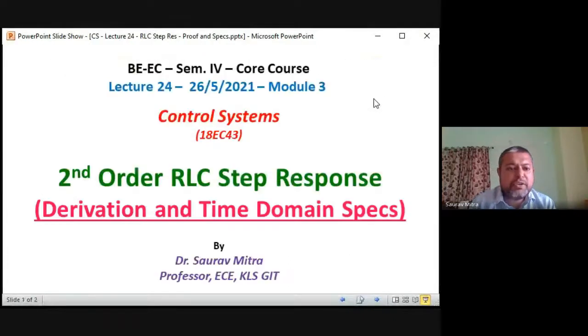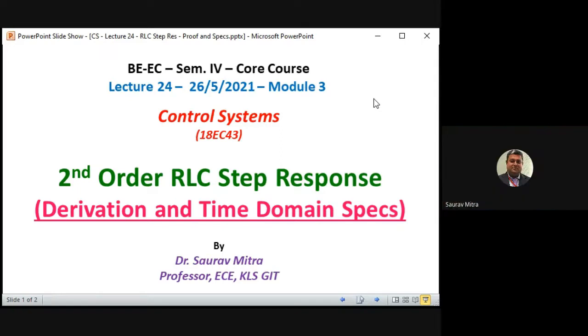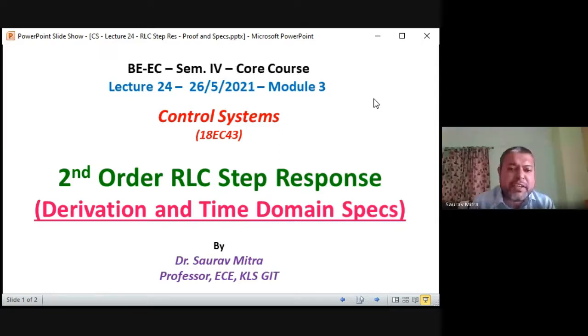So this is the topic for today, that is derivation and time domain specification. The derivation will be asked in the exam. It is a little big, but it is not difficult, because it is the same as finding the transfer function first and then finding the step response. It is not a very big derivation, but to understand the real essence of second order RLC response, we have to understand the derivation.